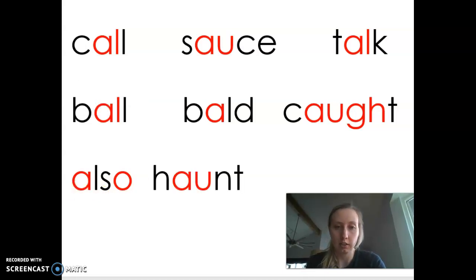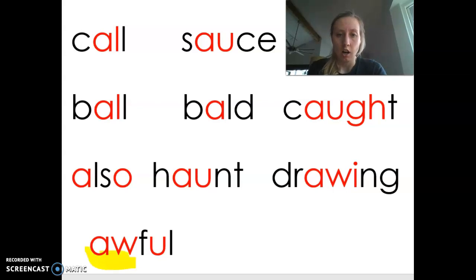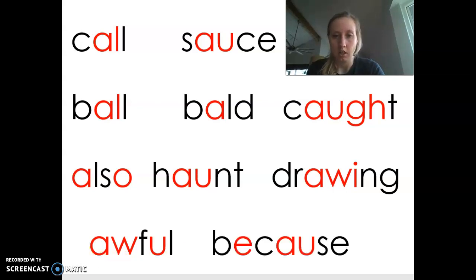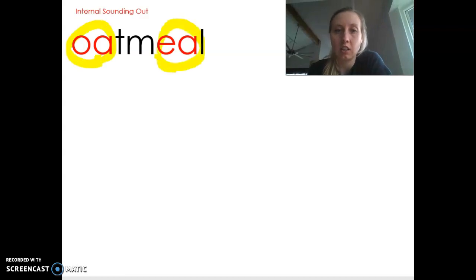Okay, let's look at the next one. Haunt. Drawing. Awful. Because. Okay, now this time I'm going to let you do it. Now, what you'll notice here is we don't have right now. We have vowel teams. Vowel teams go together, 2 vowels that go together, and generally the first one does the talking. So it would be O, and then it would be E.